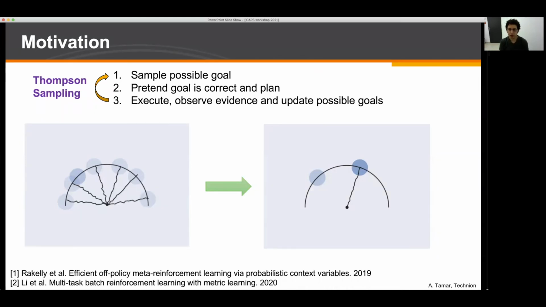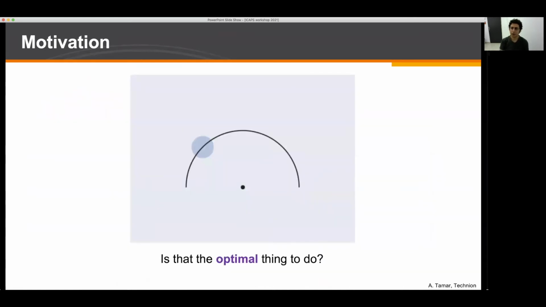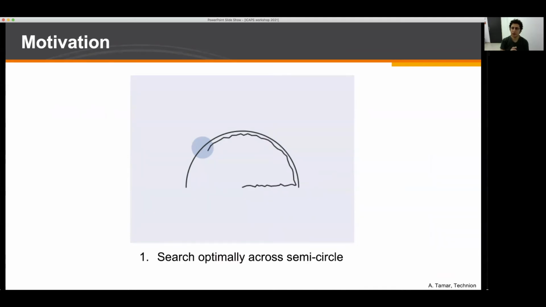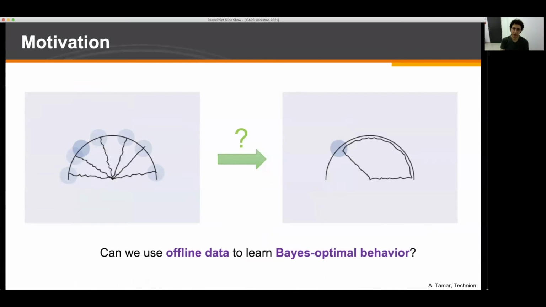But once you think about it, this is not the optimal way to explore here. A much more efficient search would be to actually search along the half circle until we find the goal, and then go directly towards it. The problem is, well, this is Bayes optimal. This is the optimal thing we can do here. In a sense, I'll explain exactly what this means. But this is very different. At least the trajectory that searches along the half circle is very different than what we saw in our data.